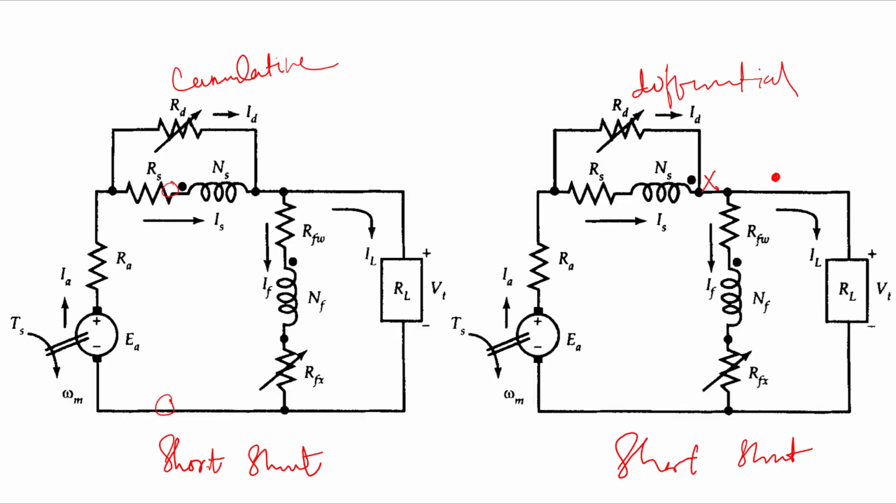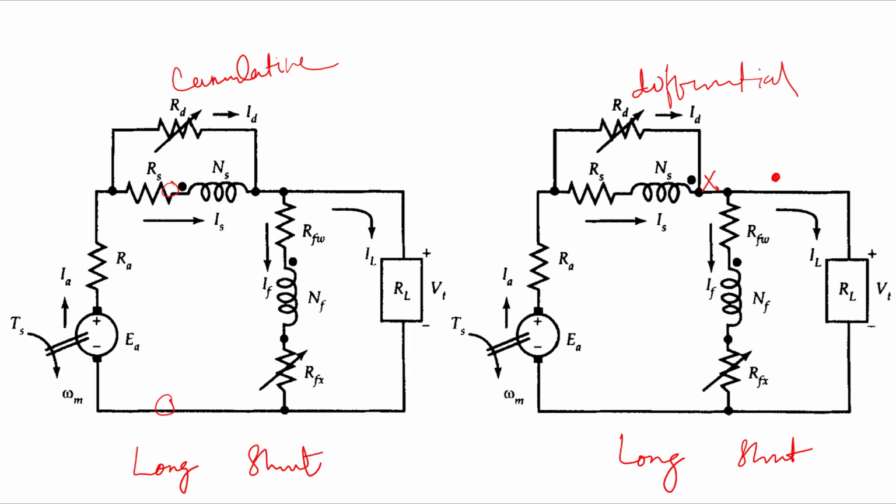And this structure is known as long shunt because your shunt field is connected after the series winding. So therefore I can say this is long shunt. Okay, and cumulative and differential will remain the same. So the only difference is long shunt and short shunt. Okay, so now this is the structure.